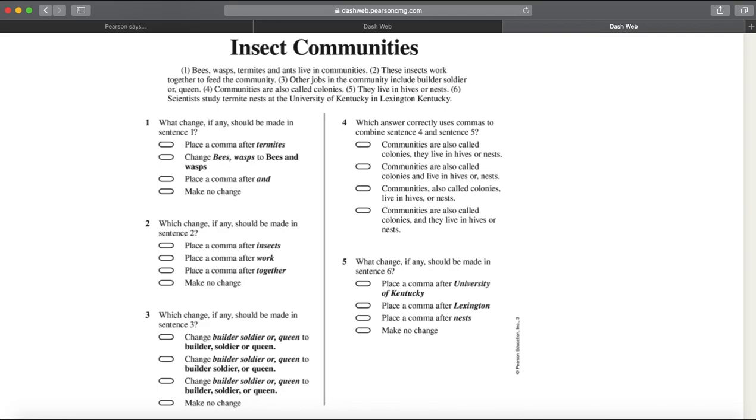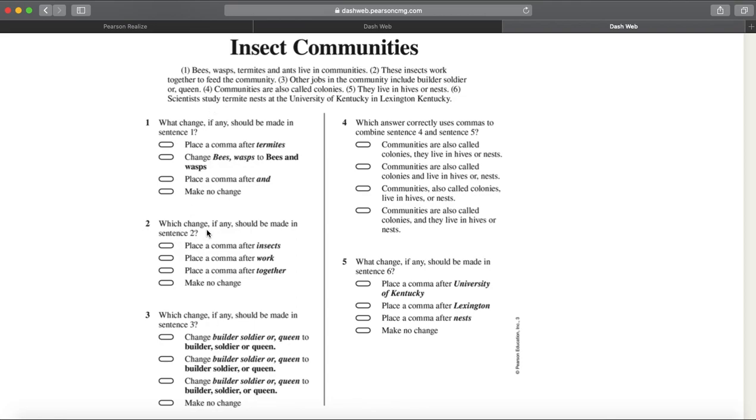Now we should find the mistakes here. What change, if any, should be made in sentence number 1? Bees, wasps, termites and ants live in communities. Now, what is the mistake here? Take a look. Before the word ants, we should put a comma. So, should we place a comma after termites? Yes, because it's missing here. They forgot to write it, so we should correct it and put a comma before and.